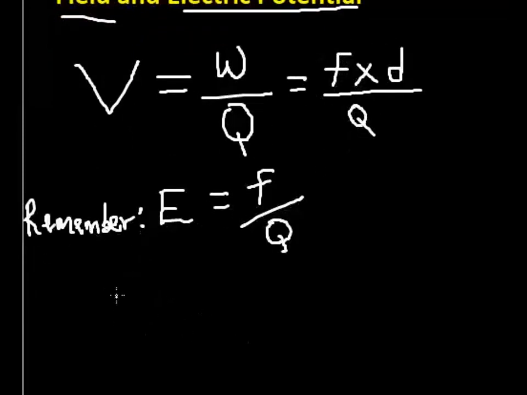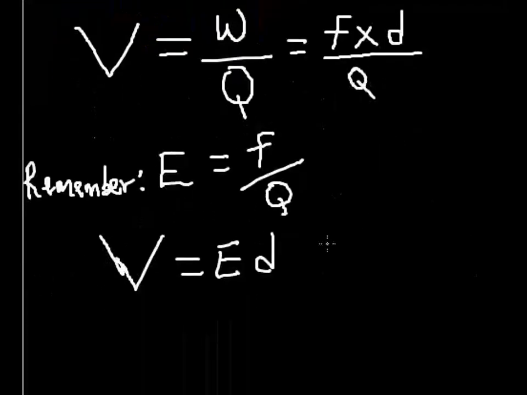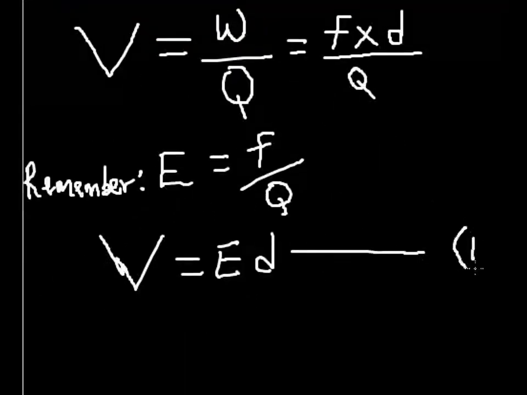So invariably, electric potential is related to electric field by, from here, we now know that F over Q is E, so that will give me ED. So electric potential is equal to electric field multiplied by the distance between the point and the reference. Please take note of this. This is the relationship, and we are going to look at a question that will help us understand this better. We're going to apply this.